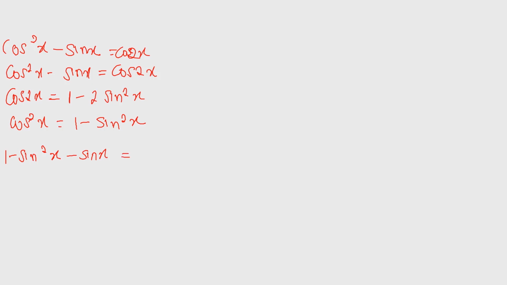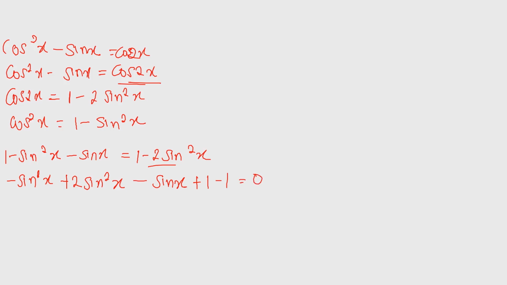which is equal to your cos 2x. Your cos 2x will be what? It is the same as 1 minus 2 sine square x. You discover that when you bring all the squares together, you're going to have minus sine square x, then plus 2 sine square x, then minus sine x, then plus this one here, and the one here is minus, so it's coming as minus 1, which is equal to 0. This will give you sine square x minus sine x, which is equal to 0.